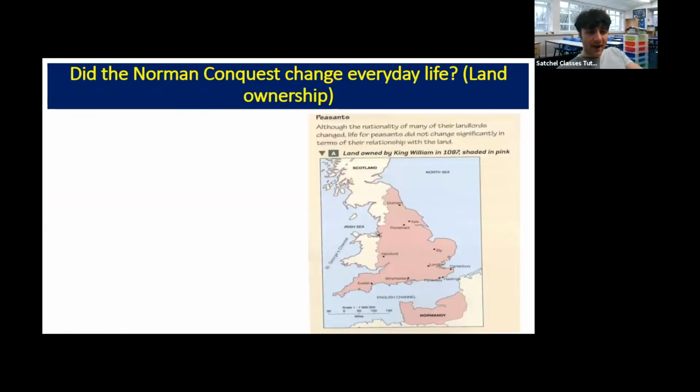So that's how it affected the aristocracy. What about the peasants? Just take a few moments to read this, and then again, we will go through it. So this one, pretty simple.